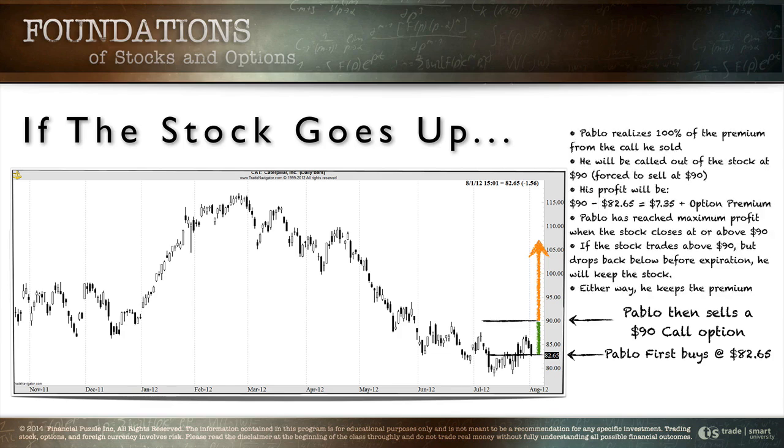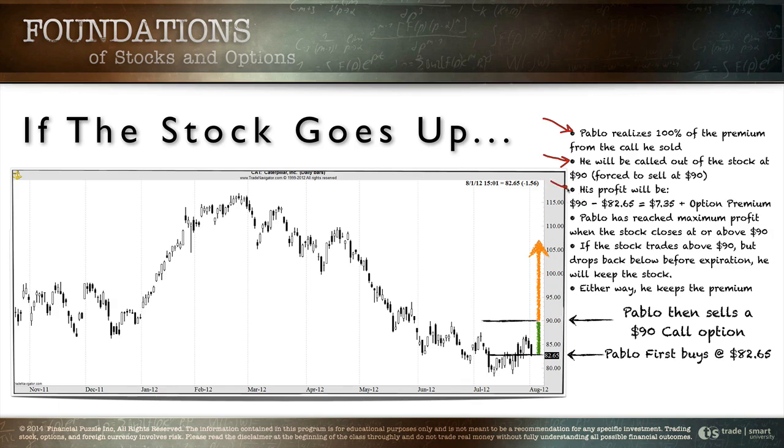And Pablo will realize 100% of the premium from the call that he sold. I didn't put a price in here for that. We'll just say that he gets whatever his premium is. He will be called out of the stock at 90. In other words, he's obligated to sell at 90. If the stock goes up, he's planning to do that.